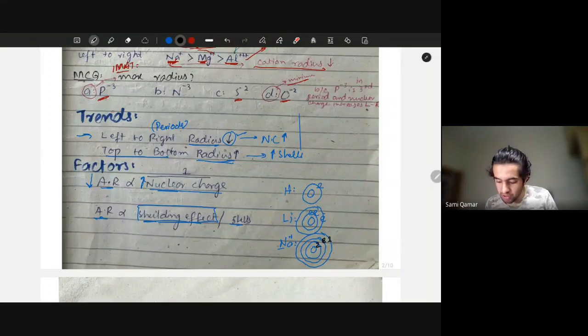Okay. Now what does that mean? See this thing. Now we are moving from top to bottom in the group. In hydrogen, we have just one shell, right? In lithium, we have two shells. In sodium, we have three shells. So it means that shells are being added. Now, what do we mean by the shielding effect?